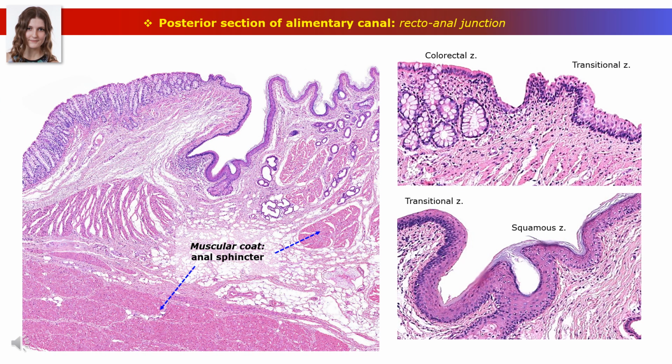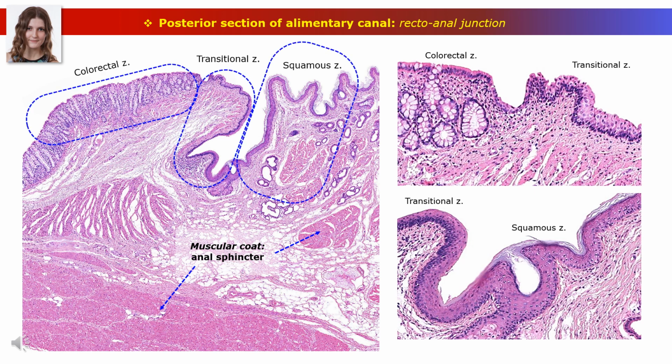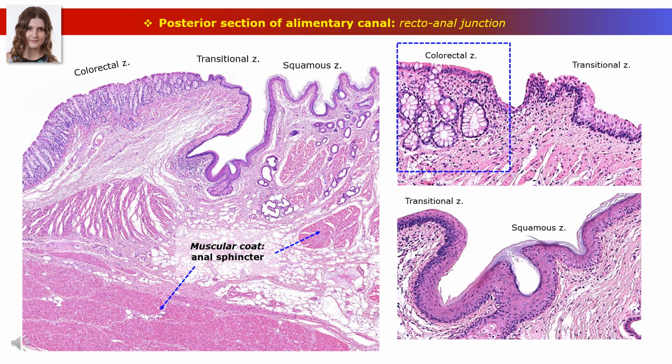The posterior section of the digestive system is represented by the caudal part of the rectum, which ensures the excretion of feces. The anal canal is divided into 3 zones: colorectal, transitional, and squamous. The epithelium of the crypts of the colorectal zone is simple columnar.